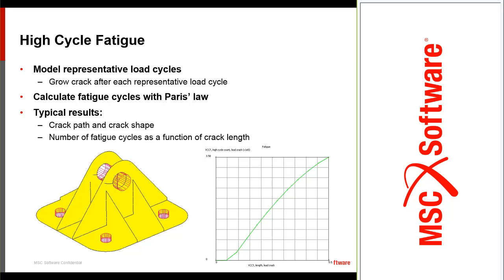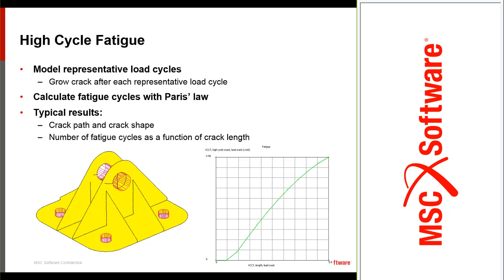And then we could calculate the number of fatigue cycles using a fatigue law like Paris law. And the Paris law is the one we use in Marc today. And the results you want to have from this type of analysis is just like for low cycle fatigue, you want to know which way the crack goes and the shape of a 3D crack. But you also want to find the number of fatigue cycles as a function of the crack length.